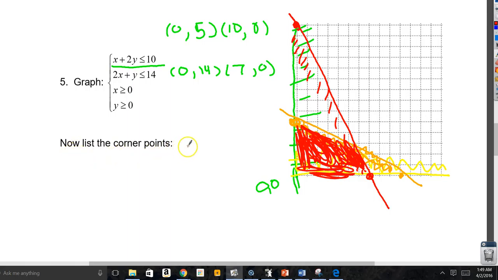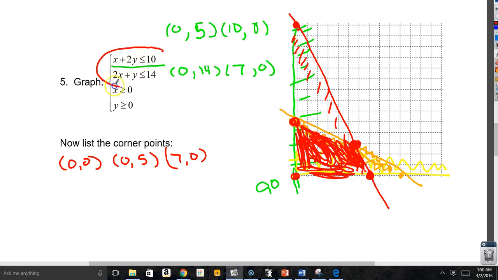It says list the corners. Well, here's one corner, that's 0, 0. Here's one corner, that's 5, 0. 0, 5. Here's a corner where they meet, and that's 7, 0. And then we have this corner right here, which we can't really tell, but we know that it is the intersection of these.